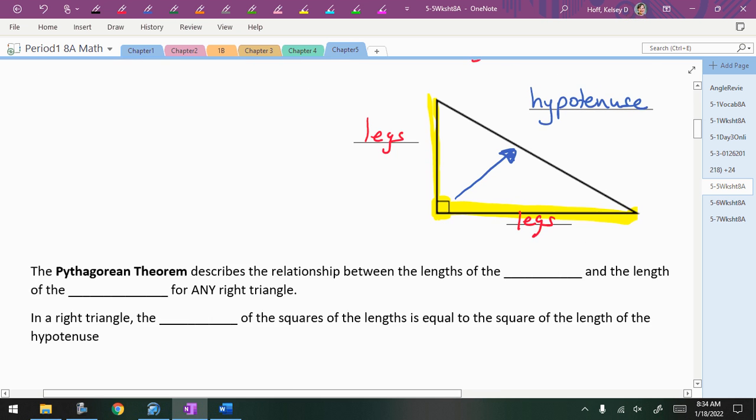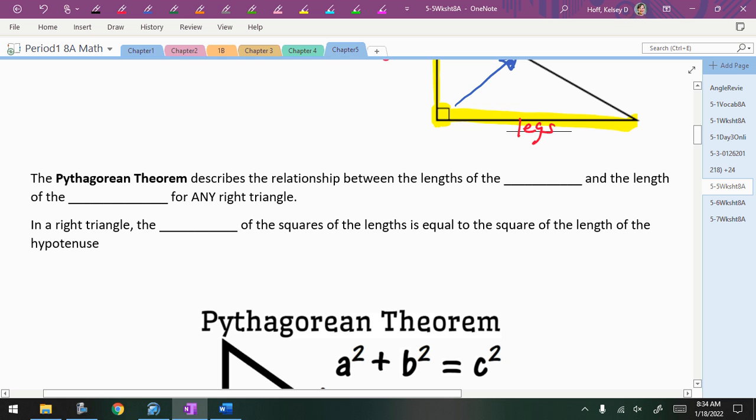Okay, here's that crazy word. You ready? The Pythagorean theorem. Say it. Pythagorean theorem. The Pythagorean theorem is what we are going to use all week long. It is one of the most important things you learn in 8th grade math, just like slope and y-intercept.